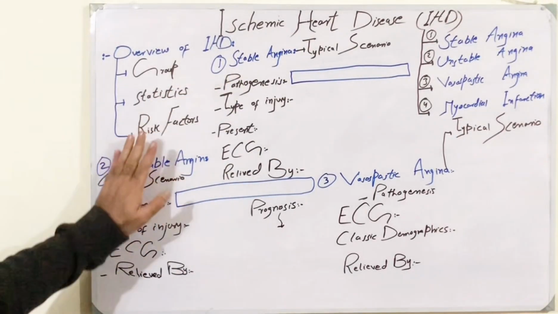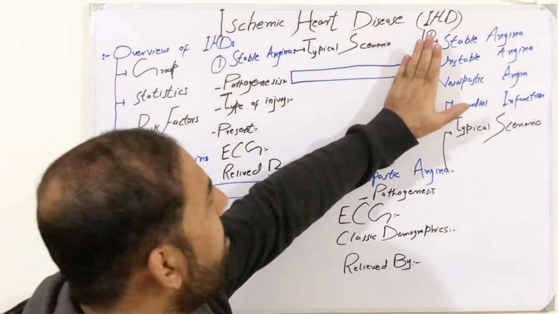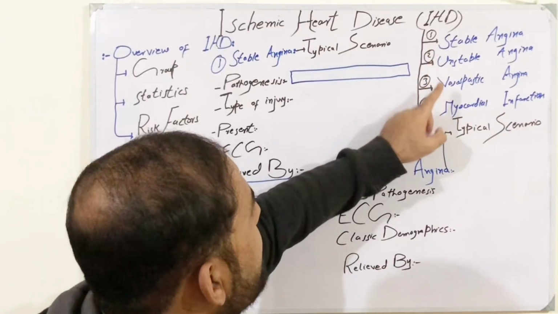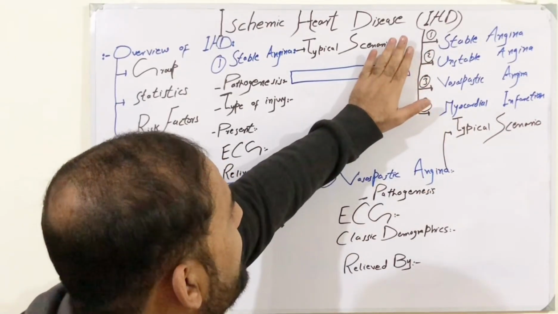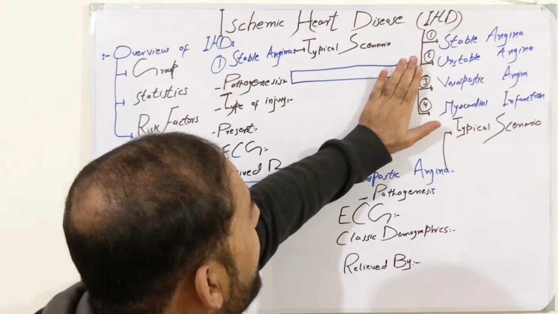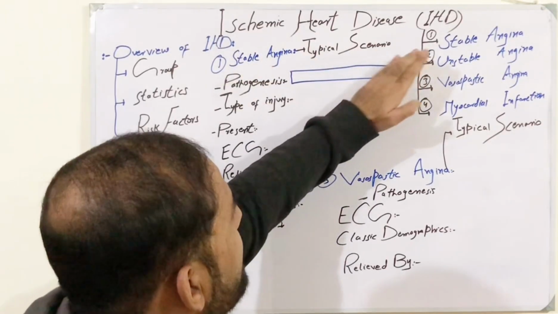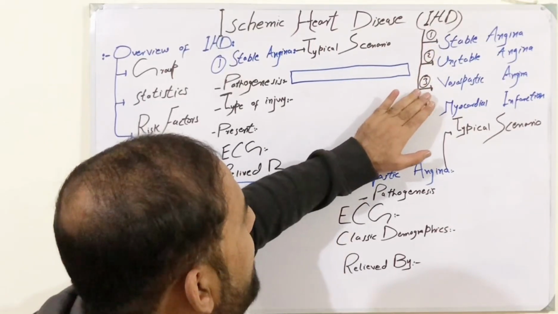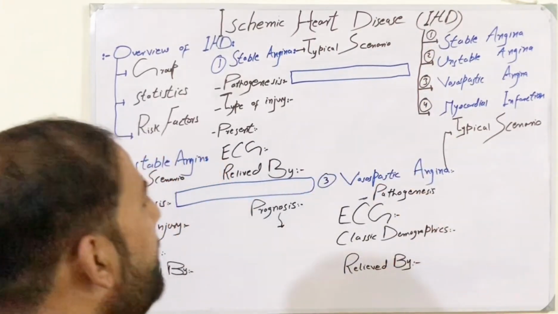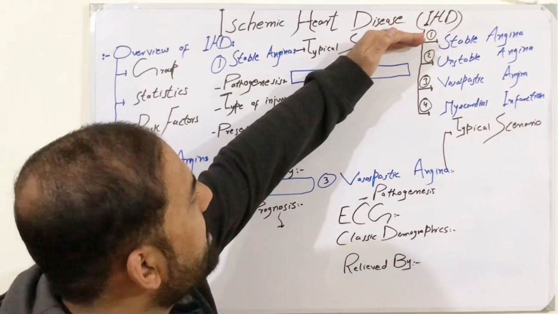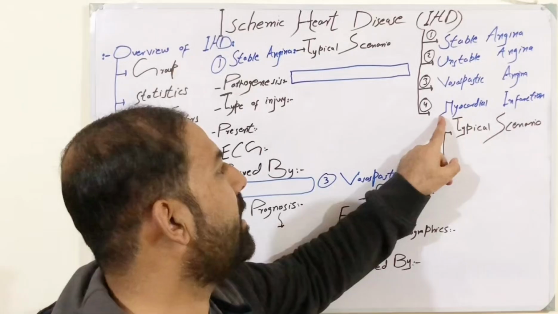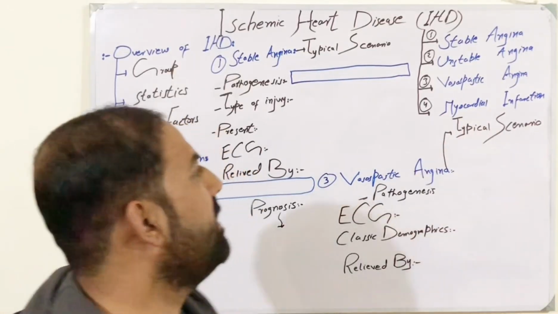Now we have to go towards the subtypes of ischemic heart disease. These are basically a group of diseases that can cause or disrupt the blood supply to the myocardium, hence can cause ischemic heart disease. It contains stable angina, unstable angina, vasospastic angina, and myocardial infarction. Today we are going to discuss stable, unstable, and vasospastic angina. Myocardial infarction is a separate lecture in itself.